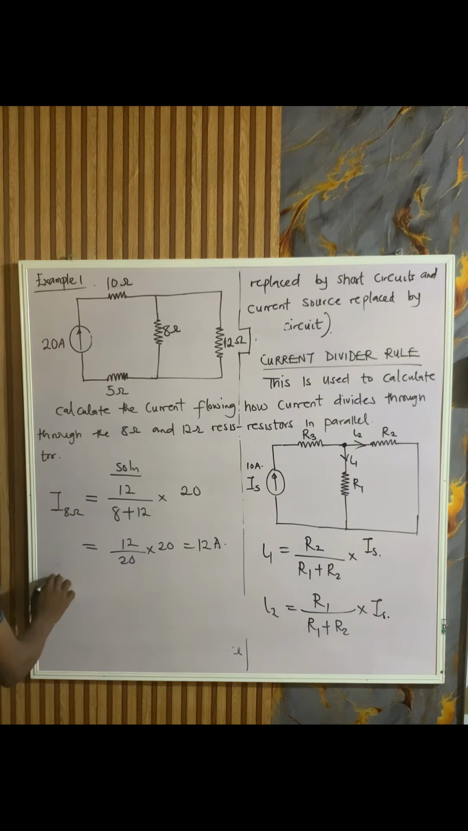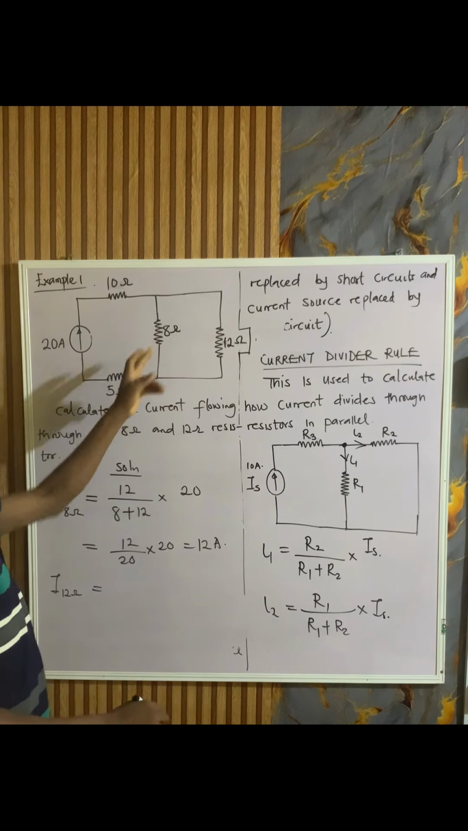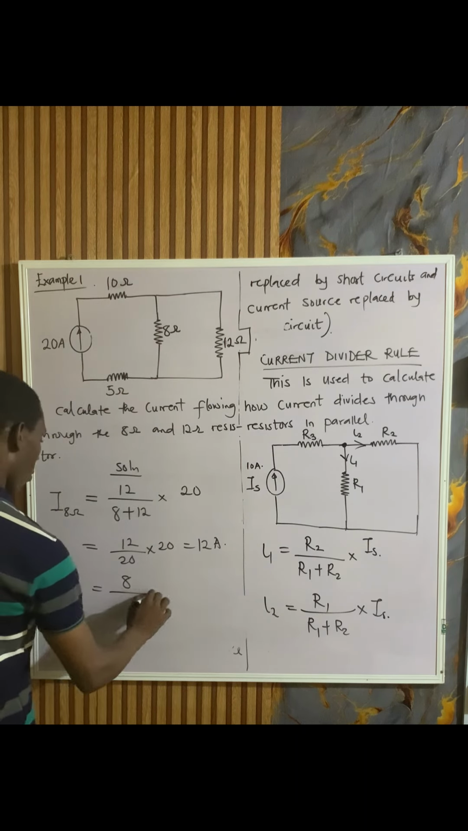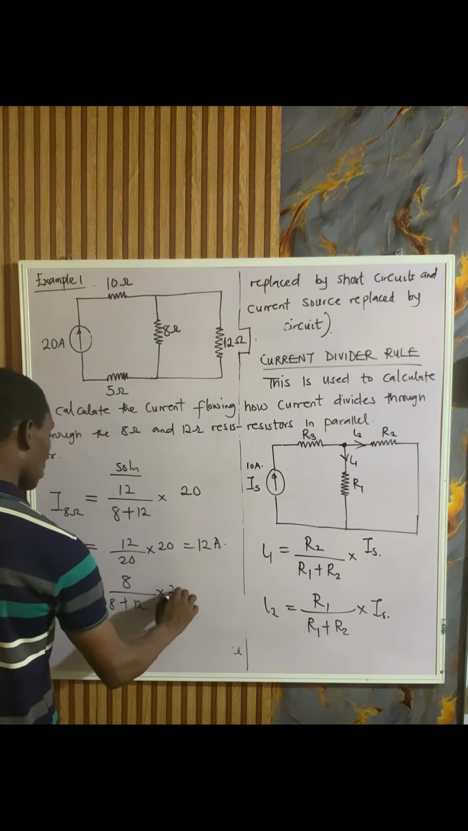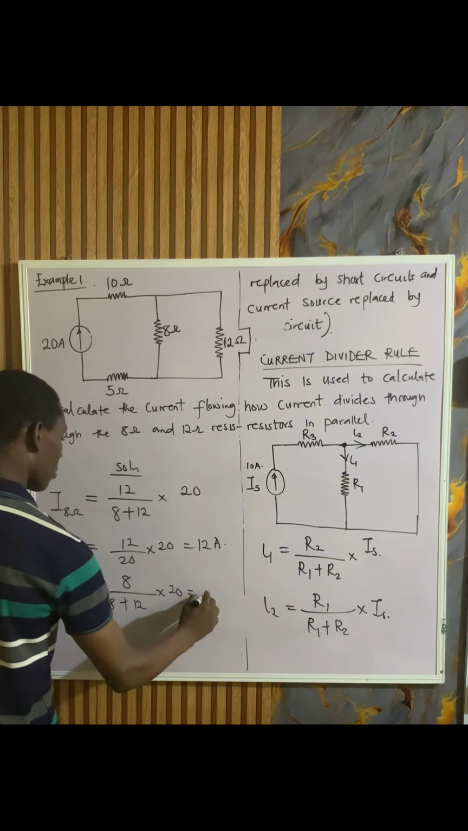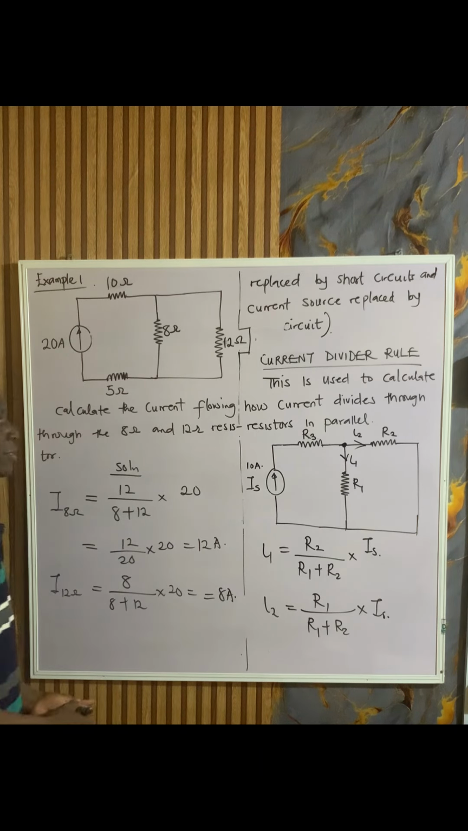And if I want to calculate the current flowing through the 12 ohm resistor, it's going to be the other resistor, 8, over 8 plus 12, times 20, and this will still give us 8 ampere. So that's about the current divider rule.